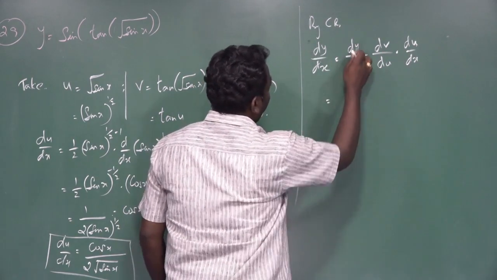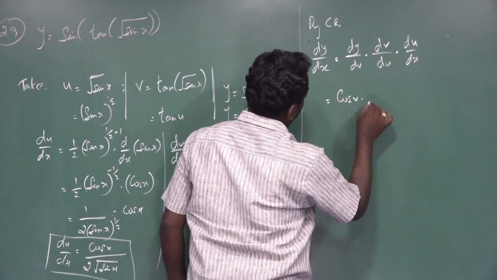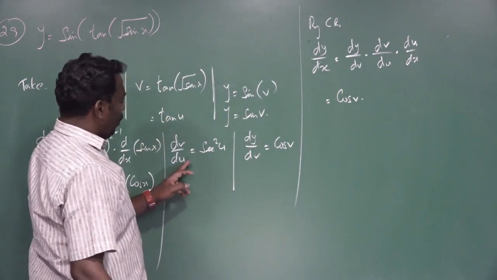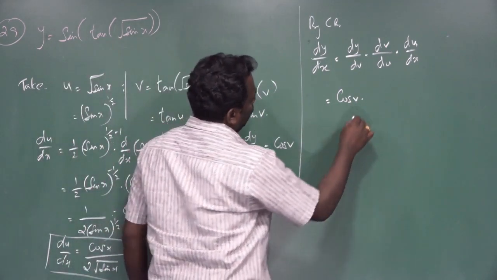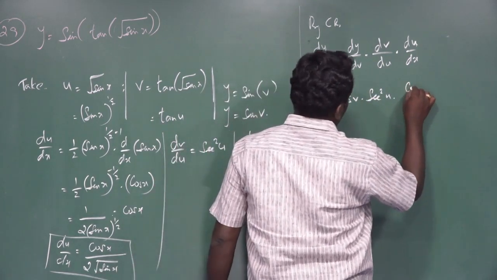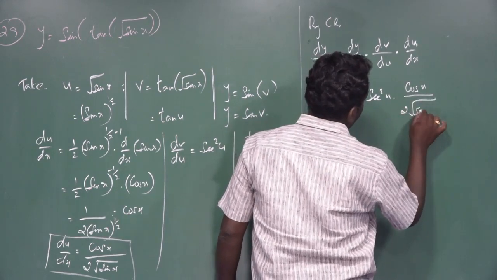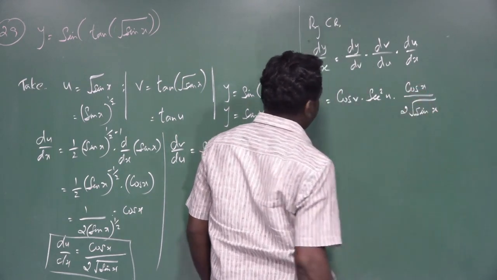Now just substitute the first term: cos v into dv by du equals secant square u, secant square of u, into the last term, cos x by 2 into square root of sin x, is the final term.